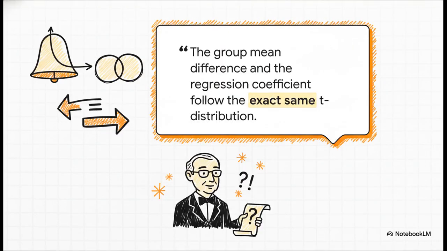And this isn't just a weird coincidence. It's a fundamental mathematical fact. The famous statistician R.A. Fisher proved that both of these results follow the exact same statistical pattern, which is called the t-distribution. And that's why the p-values, the thing that tells you if your result is significant, end up being exactly the same. You're testing the exact same hypotheses.